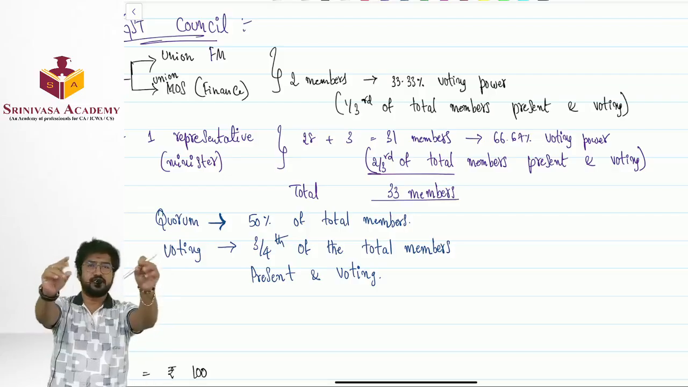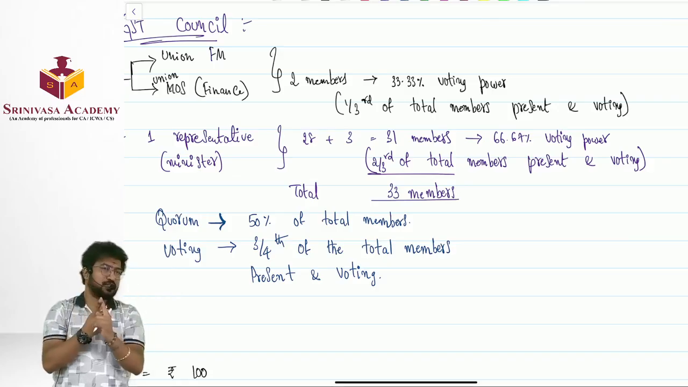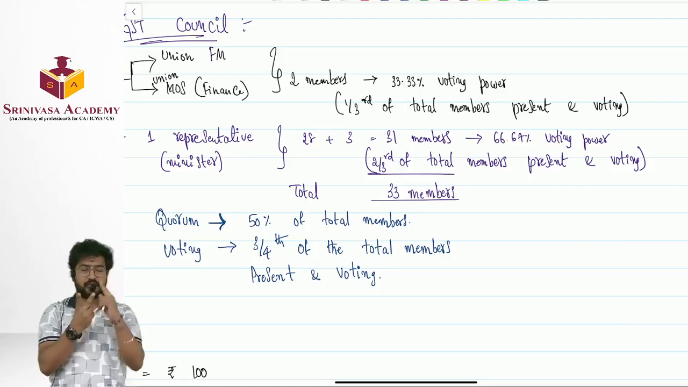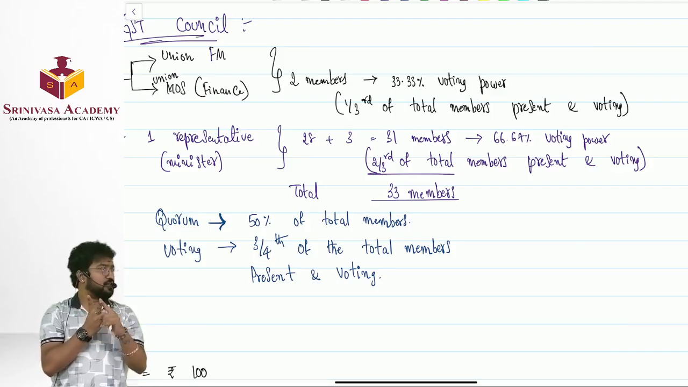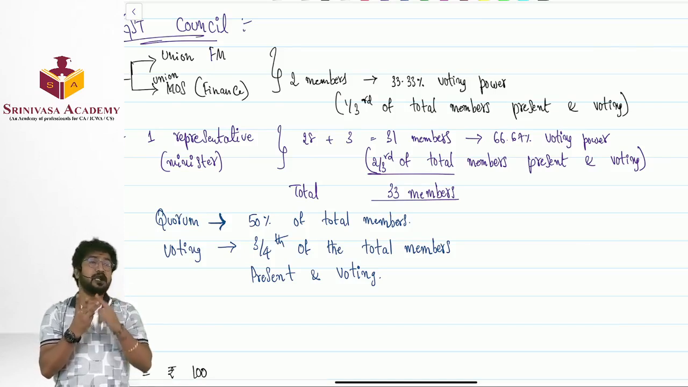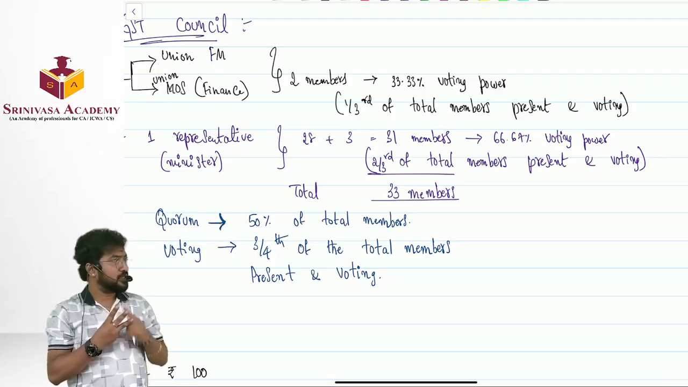Now listen carefully. Just remember these words. First, the state government share is how much? 2/3 of what? Members present and voting. The central government share is 1/3 of what? Total members present and voting. But what is the majority required to take a decision? 3/4 of the total number of members present and voting.